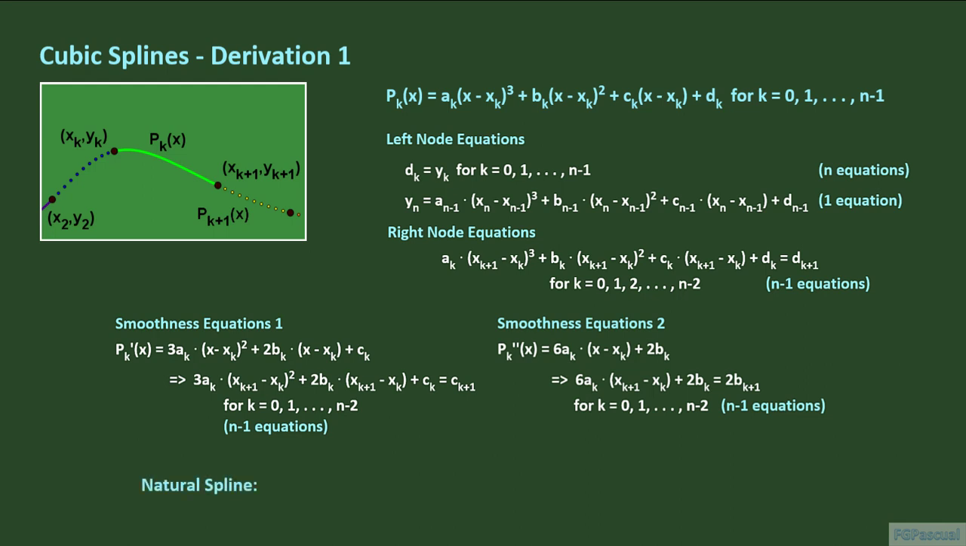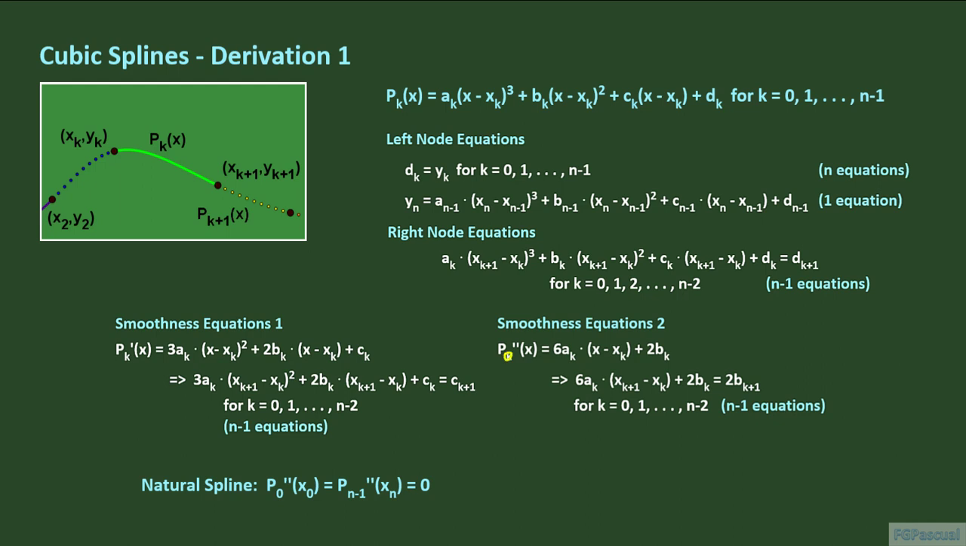The first condition is that of a natural spline. A natural spline requires that the second derivative values of the cubic spline at the leftmost and the rightmost endpoints be equal to 0. And so we have p sub 0 double prime of x sub 0 equals p sub n minus 1 double prime of x sub n equals 0.